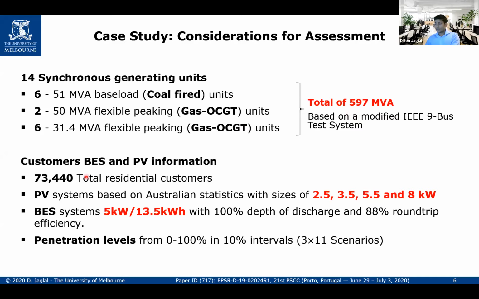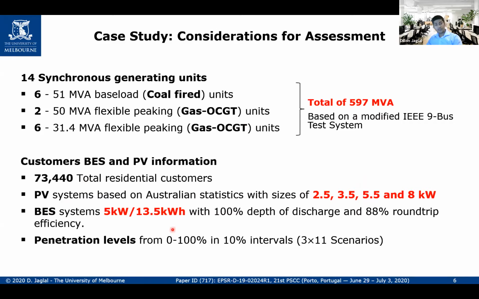For the customers, we have a total of 73,000 residential customers. And the PV systems are based on Australian statistics from March 2016 onwards. The sizes range from 2.5 to 8 kilowatts, with the majority of them being around this 5.5 kilowatt range. For the batteries, it's based on the Tesla Powerwall 2, which has a power capacity of 5 kilowatts and an energy capacity of 13.5 kilowatt hours.